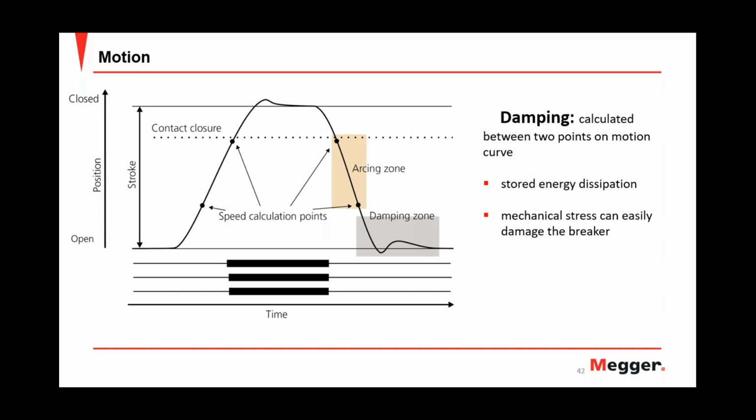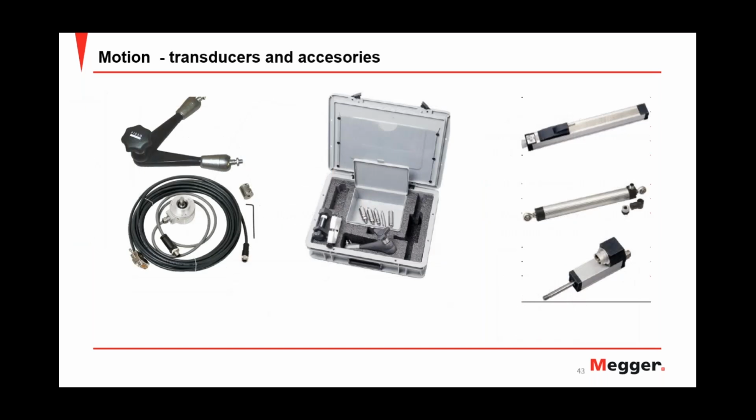And damping of opening operation is usually measured as a second speed, but it can also be based on the time that elapses between 2 points just above the breaker position. So to perform motion, of course, you need the circuit breaker analyzers I mentioned earlier, the Eagle TM1700, 1800, and this is where it gets a bit more complicated. A number of transducers and accessories have to be used in conjunction with those analyzers.